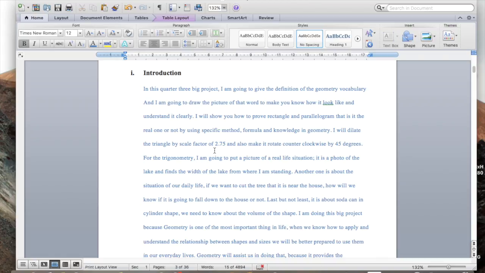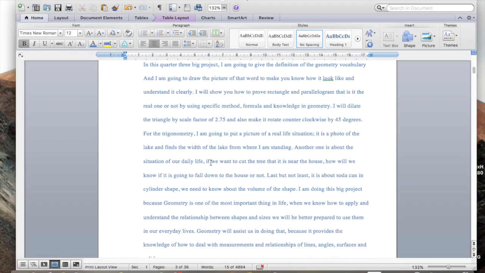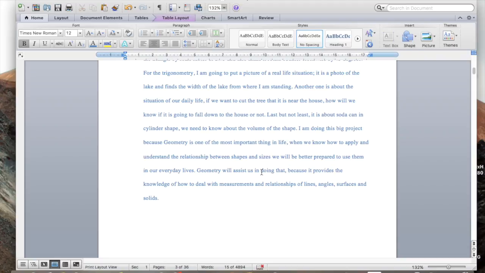So for my picture, I'm doing the lake, and I need to find the width of the lake from where I'm standing. And there's another one that is about a real life situation. It's about a guy that wants to cut a tree and he doesn't know if it's going to fall down on his house or not, so we need to find it out. And the last one is about a soda can in cylinder shape.